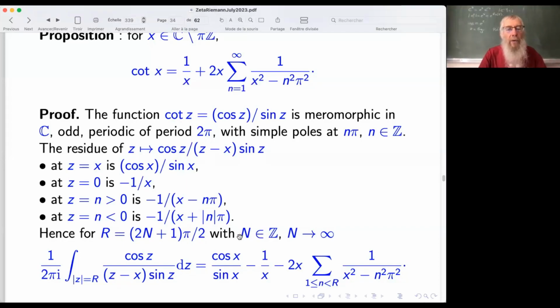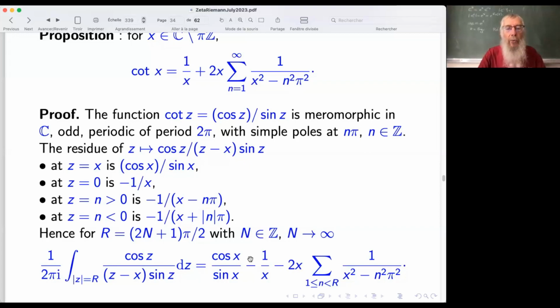And using this radius and N tending to infinity, one checks that the left-hand side tends to 0 when capital N tends to infinity. This is not completely obvious because you have the integral for modulus of z equal R, which gives 2 pi R, the 2 pi cancel, but the R is what is important. And you have the z here, which has modulus R. And so it seems that you have R divided by R, which does not tend to 0, but you have to use the fact that the function is odd. So there is a small work to be done to check that this integral tends to 0.